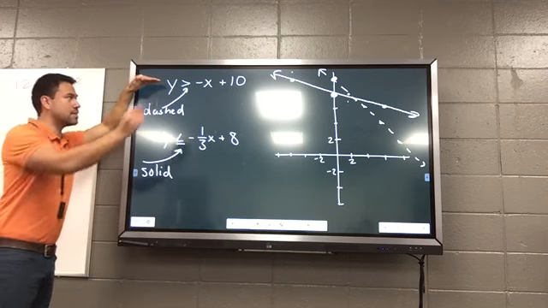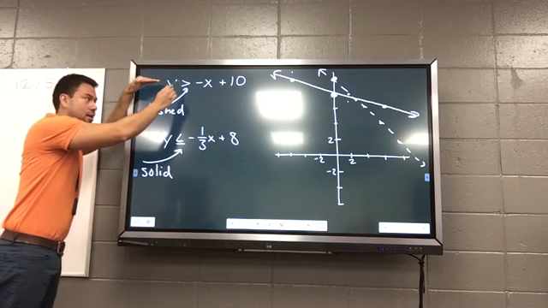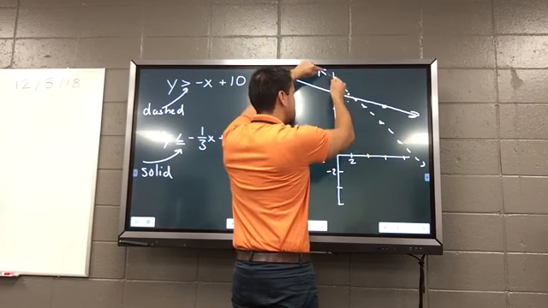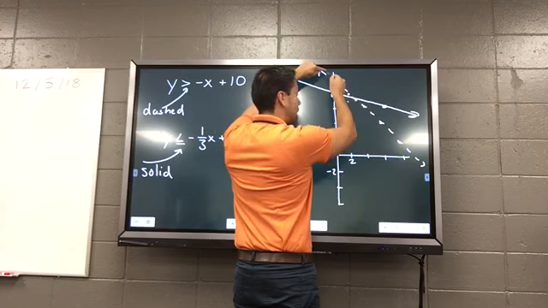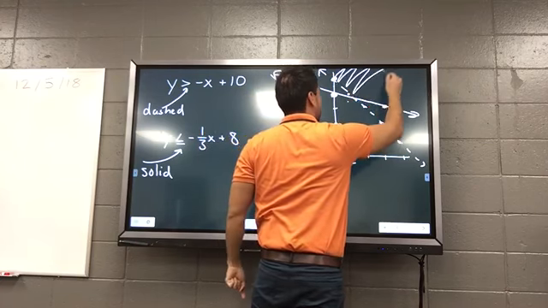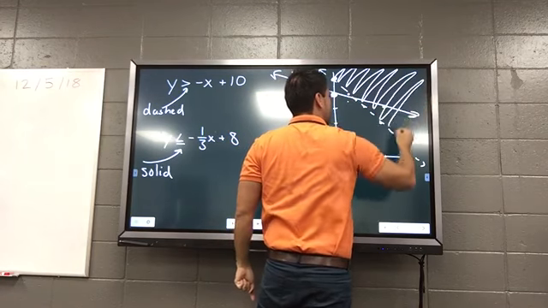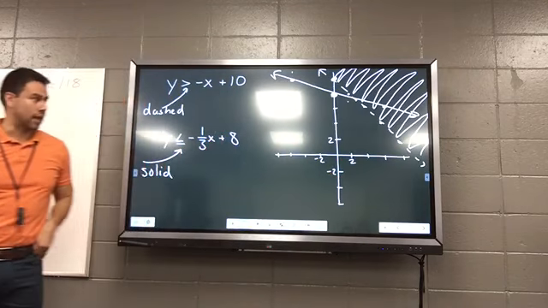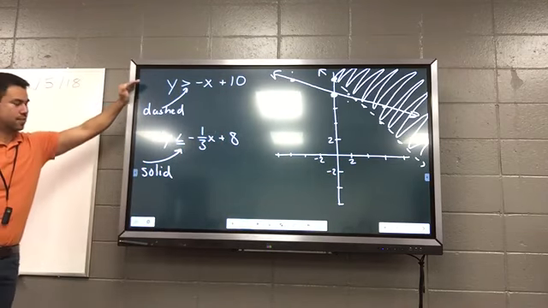Rachel, this is a greater than symbol. This is the line. What region is greater than this line? Anything that is above it. So this region would all be greater than the first line. Would you agree? You guys agree with that? Okay. That's the first line.